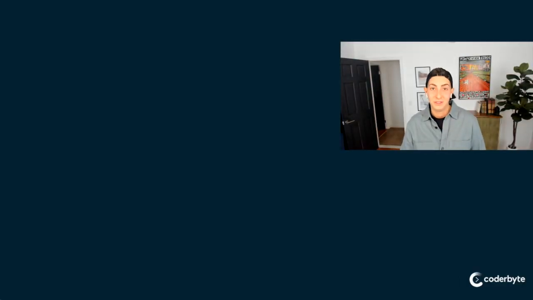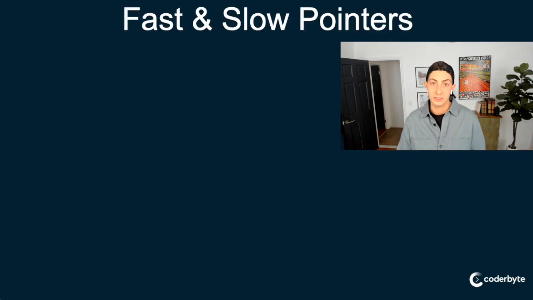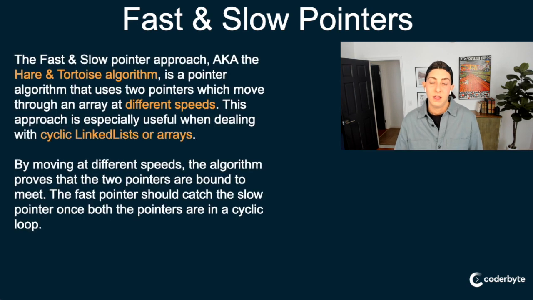All right, as per usual, let's go over the pattern before we get started on this week's problem. So fast and slow pointers, what are they? What am I talking about? The fast and slow pointer approach, otherwise known as the Hare and tortoise algorithm, is a pointer algorithm that uses two pointers which move through an array at different speeds, emphasis on different speeds. This approach is especially useful when dealing with cyclic linked lists or arrays, or figuring out if there is a cycle in the linked list or array. By moving at different speeds, the algorithm proves that the two pointers are bound to meet if there is a cycle. The fast pointer should catch the slow pointer once both the pointers are in a cyclic loop.